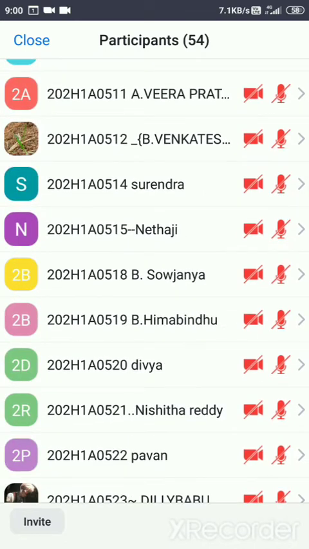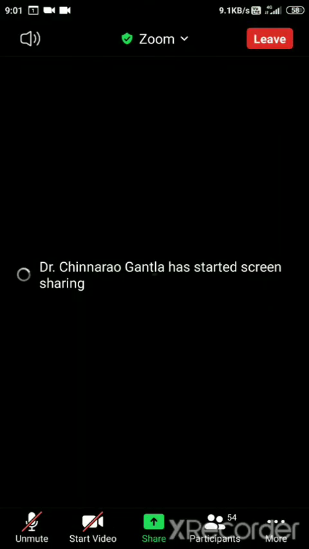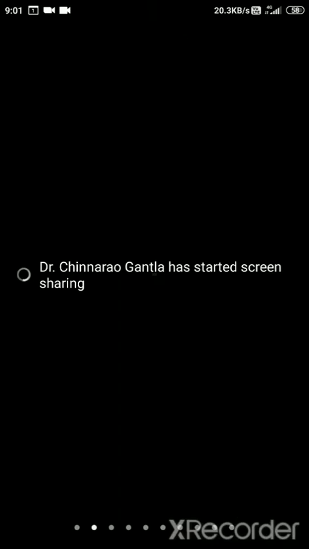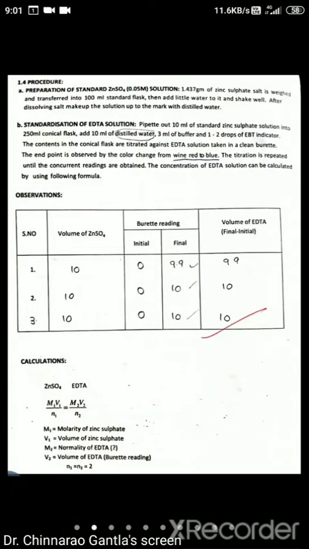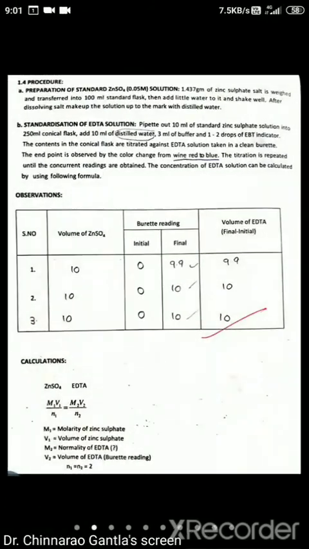Okay, next is the procedure. How to calculate? Preparation of zinc sulfide. 1.437 grams of zinc sulfate salt is weighed and transferred into a 100 ml flask, then water is added to dissolve it well. After dissolving the salt, make up the solution up to the mark with water. Very simple.